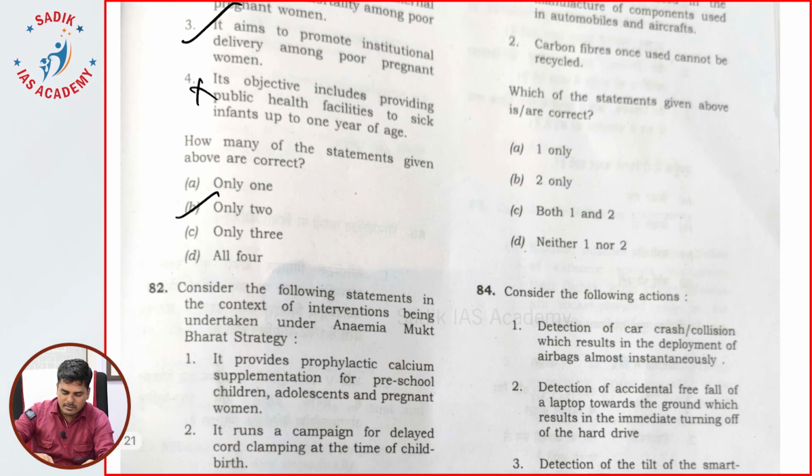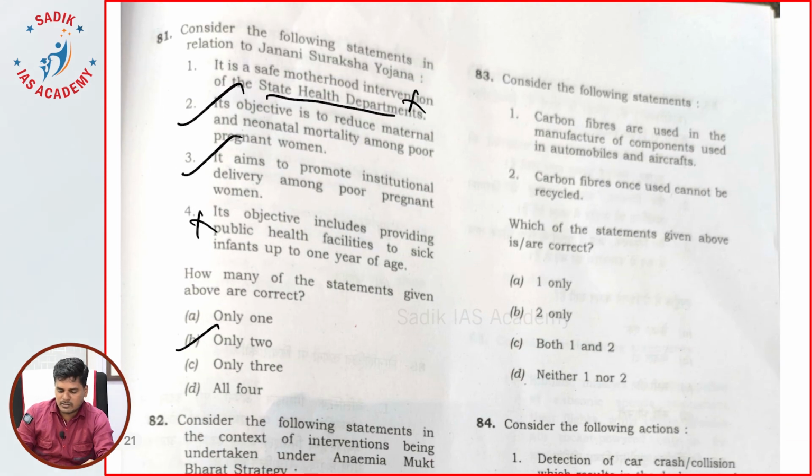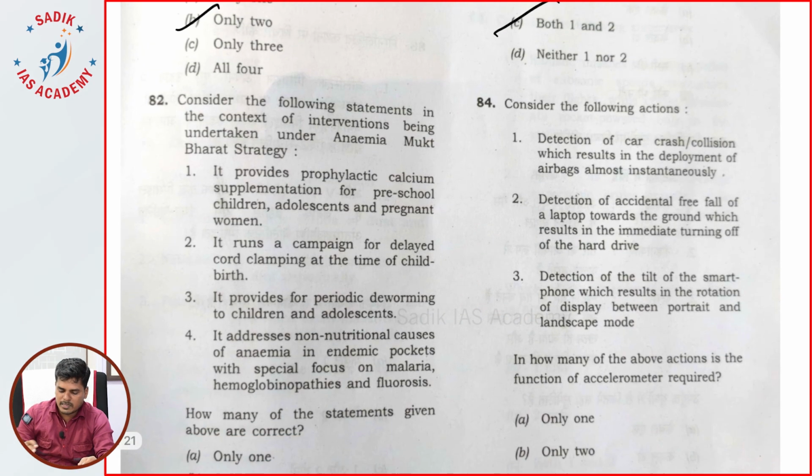And question number 83, consider the following statements. Carbon fibers are used in the manufacture of components used in automobiles and aircrafts. Yes, carbon fibers are used in the manufacturing of automobiles and aircrafts. The first statement is correct. Carbon fibers once used cannot be recycled. Carbon fibers as such, if used, are difficult to melt and make new products. It is difficult to recycle also. But carbon fiber waste can be recycled. We have technology to recycle the carbon fiber waste. Therefore, the second statement is also a correct statement. Both are correct.